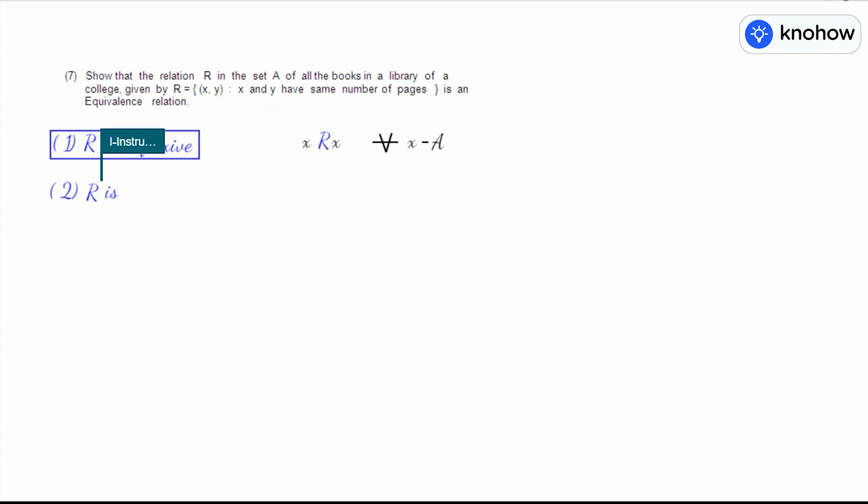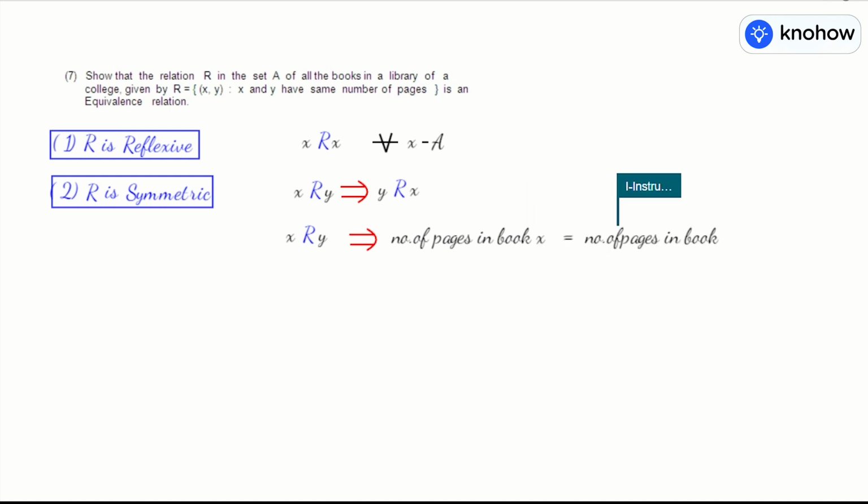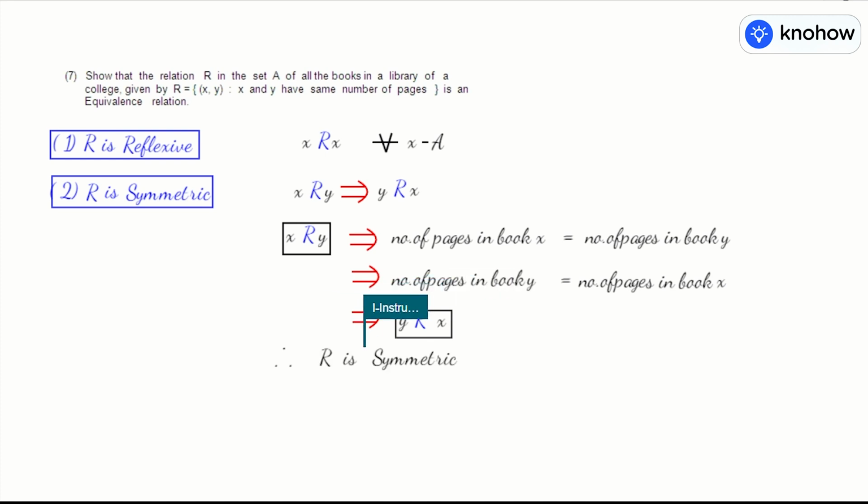Number 2, R is symmetric. For that we need to prove that if X is related to Y, then Y is related to X. It is obviously there because if X is related to Y, that means the number of pages in X is the same as the number of pages in Y. Or in other words, the number of pages in book Y is the same as the number of pages in book X. So that means Y is related to X. So X related to Y implies Y related to X. So clearly the given relation R is symmetric.